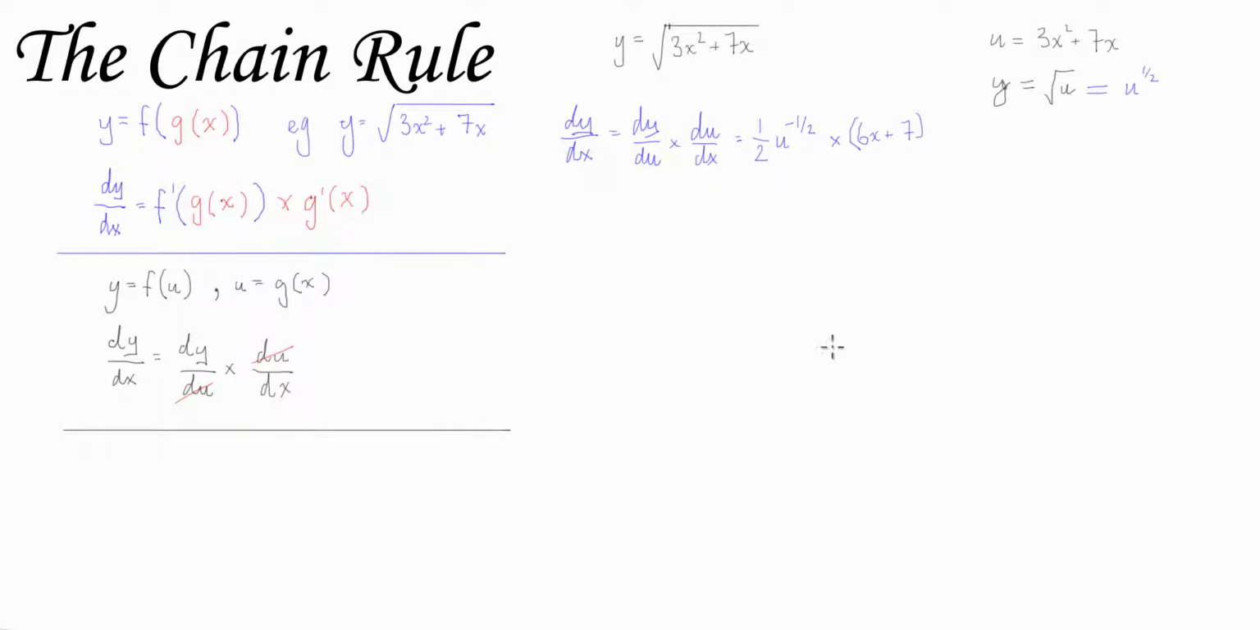Cool. So we can rewrite this as (6x plus 7) all divided by 2u to the power of 1/2. Because it's negative, I have to put it underneath the fraction.